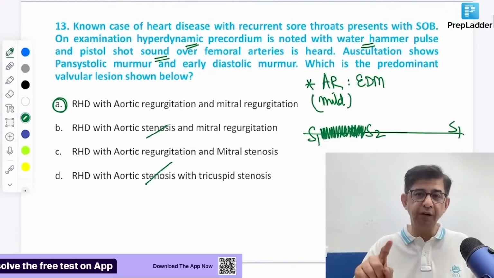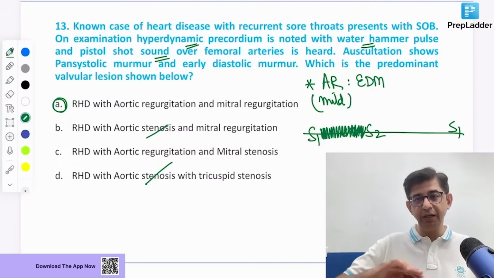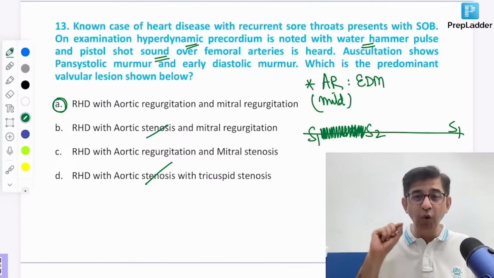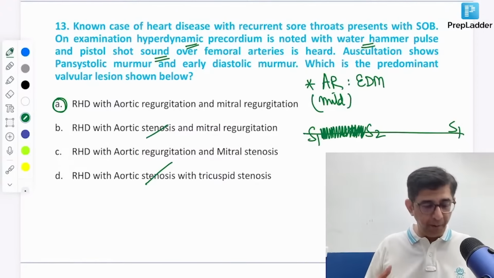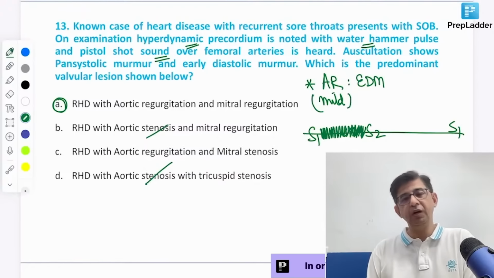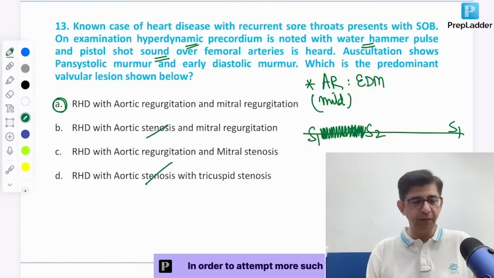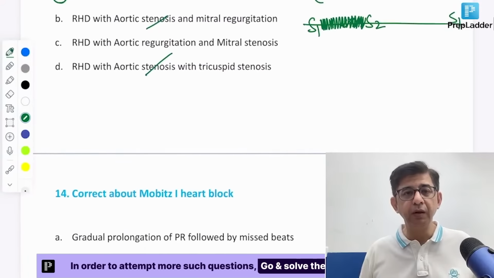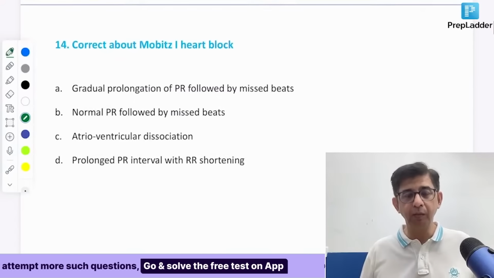In patients who are suffering from aortic stenosis, it's an ejection systolic murmur, crescendo-decrescendo. Here it is a pan-systolic murmur that would be present. So the answer to question number 13 is option number A. Let's move to the 14th one. Correct about Mobitz one heart block.